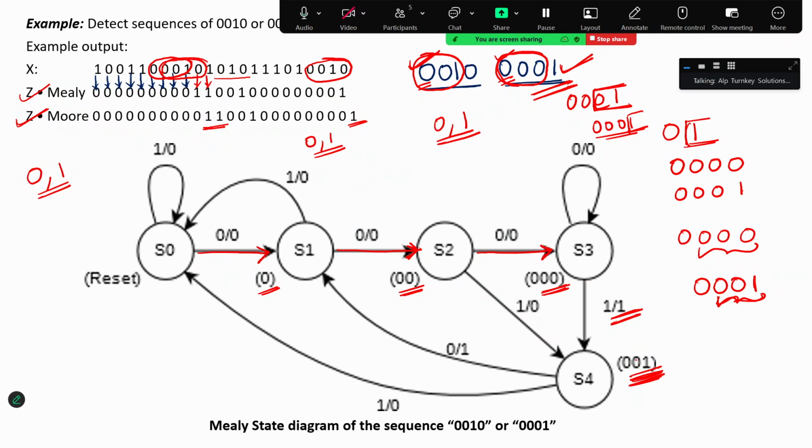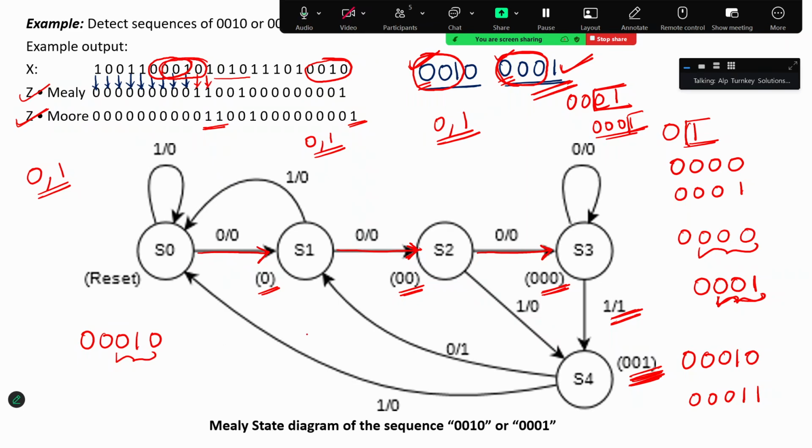Next you see at S4. At S4, what am I checking? 0 0 1. I can expect a 0. I can expect 1. Okay. Now you see. So if it is 0 0 0 1 0, okay, so I need to check for how many bits. Suppose 3 bits. 3 bits are matching.